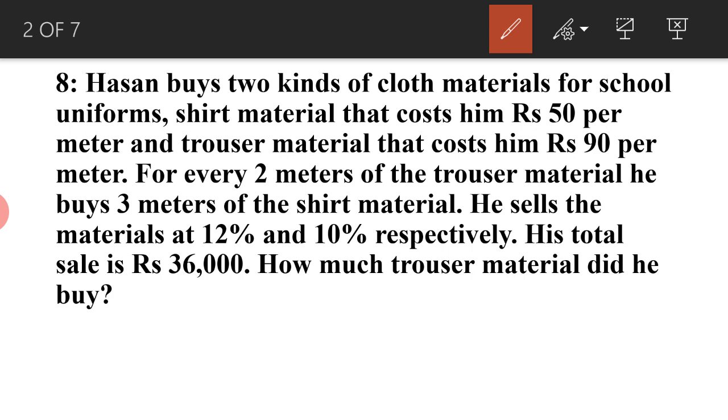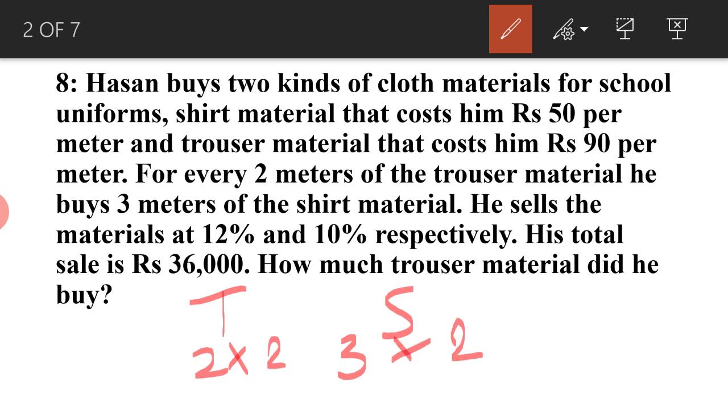Now that means the length of the material is given. So if I write T for trouser material and S for shirt material, suppose he is buying 2 meters of trouser material, then he will purchase 3 meters of shirt material. If I multiply by 2 here, I have to multiply by 2 there also. That is, he will buy 4 meters of trouser material, then he has to buy 6 meters of shirt material. If it is 2 into 5, then he will buy 10 meters of trouser material, and at the same time, how much? 15 meters of shirt material, isn't it?